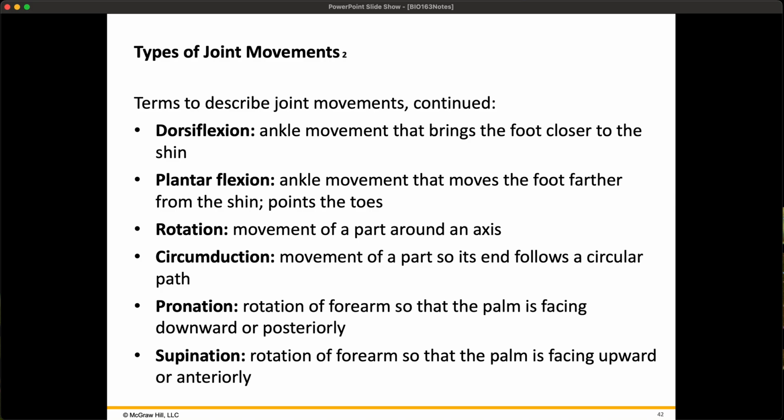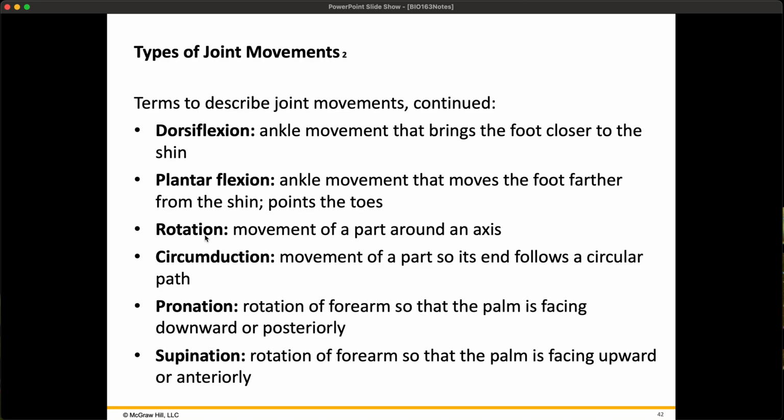let's say you go to step on something, or you're taking your foot off the gas pedal, right? If you're pressing on the gas pedal, that's plantar flexion, pushing down, and then dorsiflexion is lifting the foot off of the gas pedal, because the top of the foot is called the dorsal surface of the foot. Like I said, plantar flexion, you're planting your foot down.